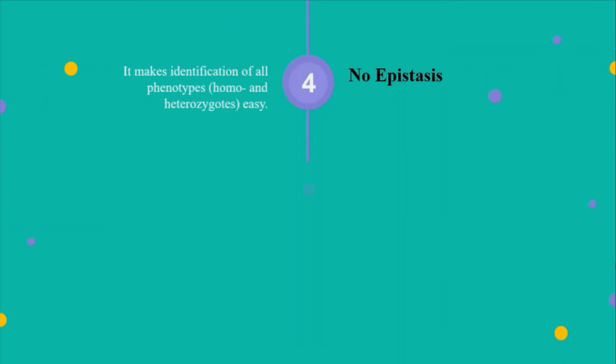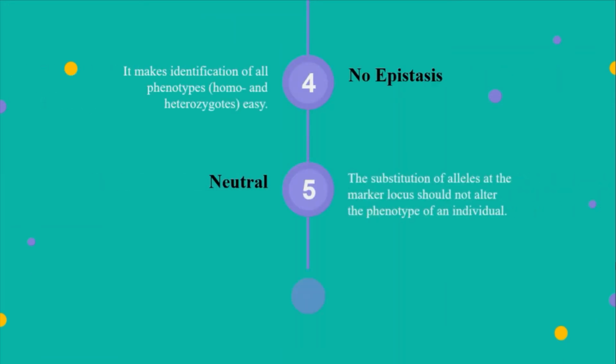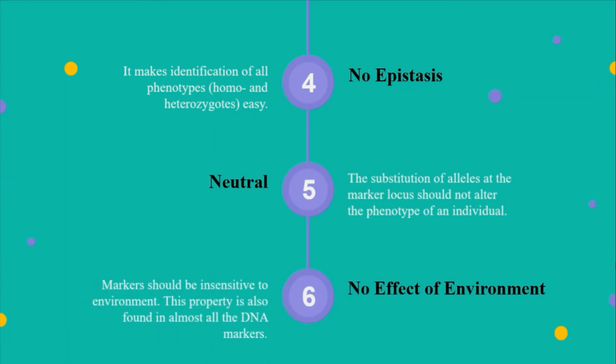Then, there should be absence of epistasis. It makes identification of all phenotypes, homozygotes or heterozygotes, easy. Fifth, the marker should be neutral. What does it mean to be neutral? It means the substitution of alleles at the marker locus should not alter the phenotype of an individual. Lastly, a DNA marker should have no effect of environment. Markers should exhibit minimum pleiotropic effect and be insensitive to environment.